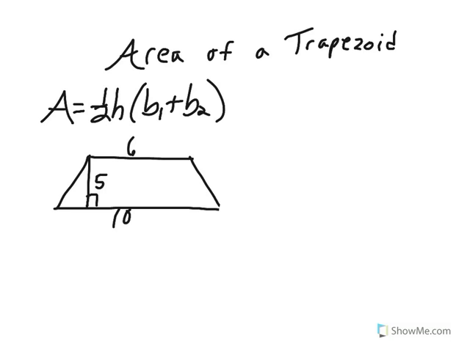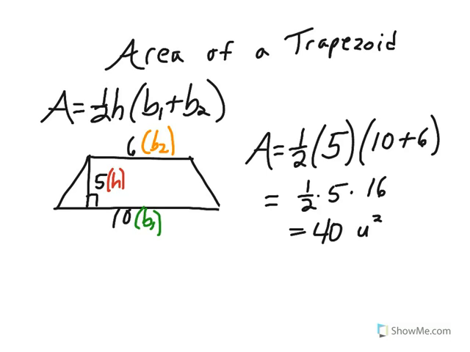Okay, give this a try. Pause the video and try to find the area of this trapezoid. Okay, so we labeled that the height is 5, and base 1 is 10 there in green, and then in orange, 6 is base 2. Then we're going to substitute into our formula 1/2 the height, which is 5, times the sum of 10 plus 6, which is the sum of base 1 and base 2. When we do the arithmetic, we get 40.